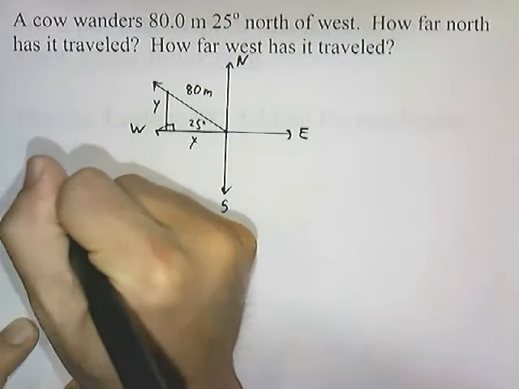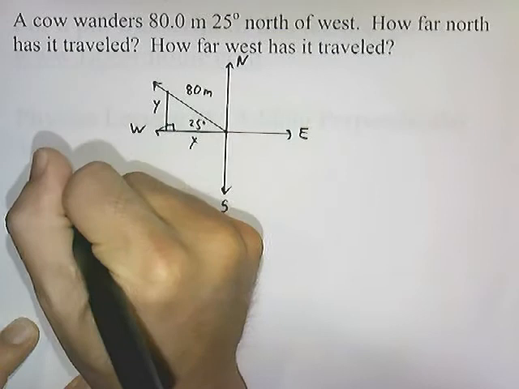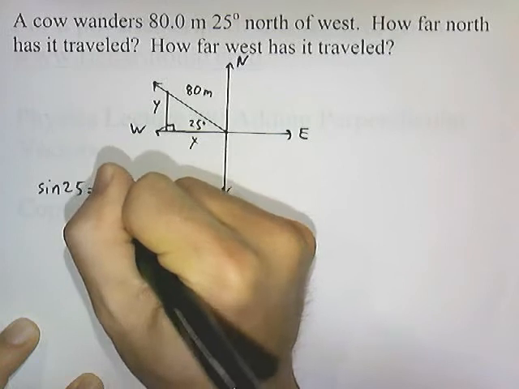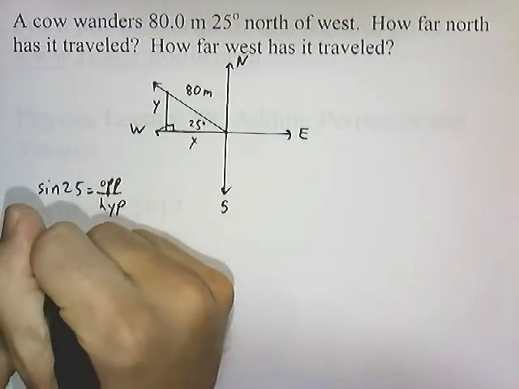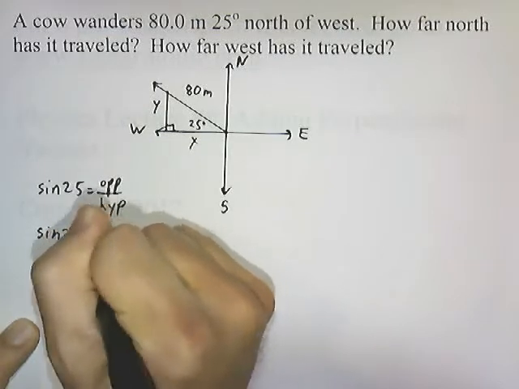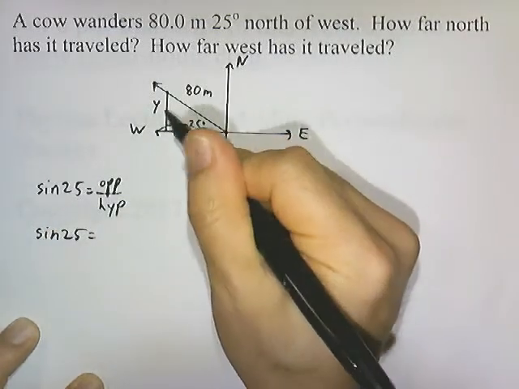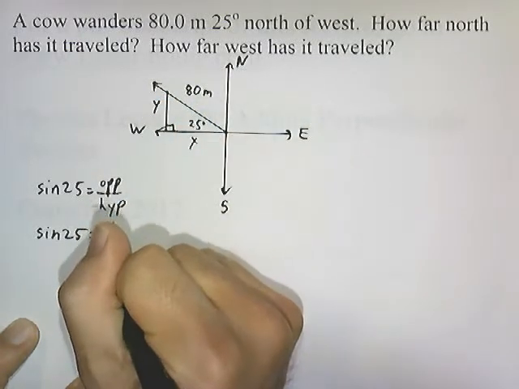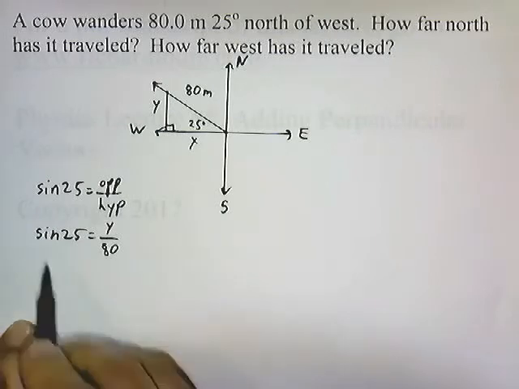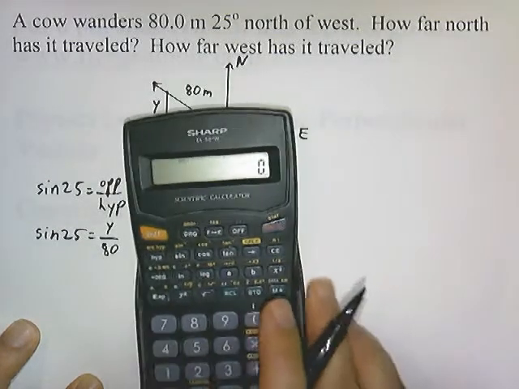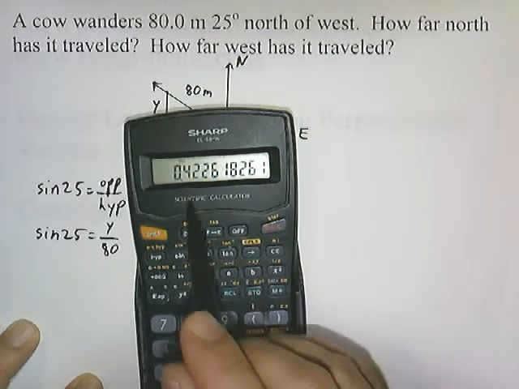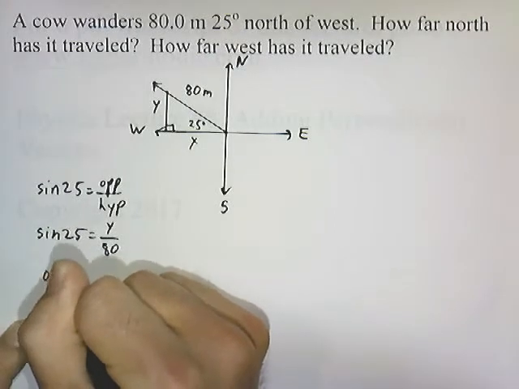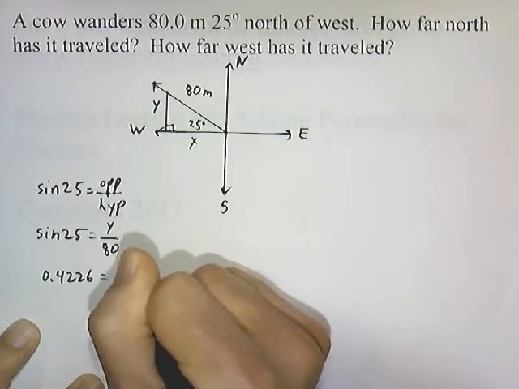Sine of 25 degrees is going to be equal to the opposite over the hypotenuse. Sine 25 is going to be equal to the opposite side, y, over the hypotenuse, which is 80. And then sine 25, well, on my calculator, 25, and hit the sine button, it's going to be 0.4226. So 0.4226 equals y over 80.